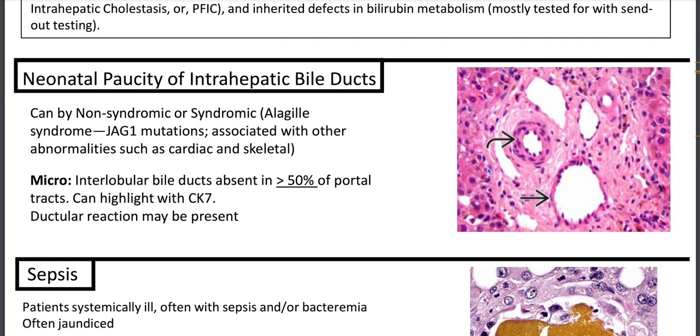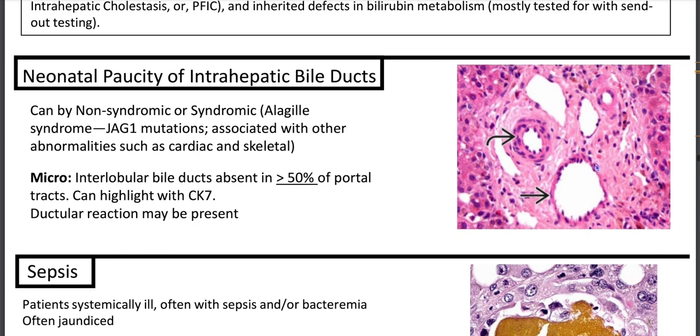Neonatal paucity of intrahepatic bile ducts. This can be non-syndromic or syndromic. If it is syndromic, think of your Alagille syndrome or JAG1 mutation, which is associated with other abnormalities like cardiac and skeletal. Micro, you'll see interlobular bile ducts absent in greater than 50% of portal tracts. And you can highlight with CK7, which should not show anything in those absent bile ducts in the portal tracts. And ductular reaction may be present.